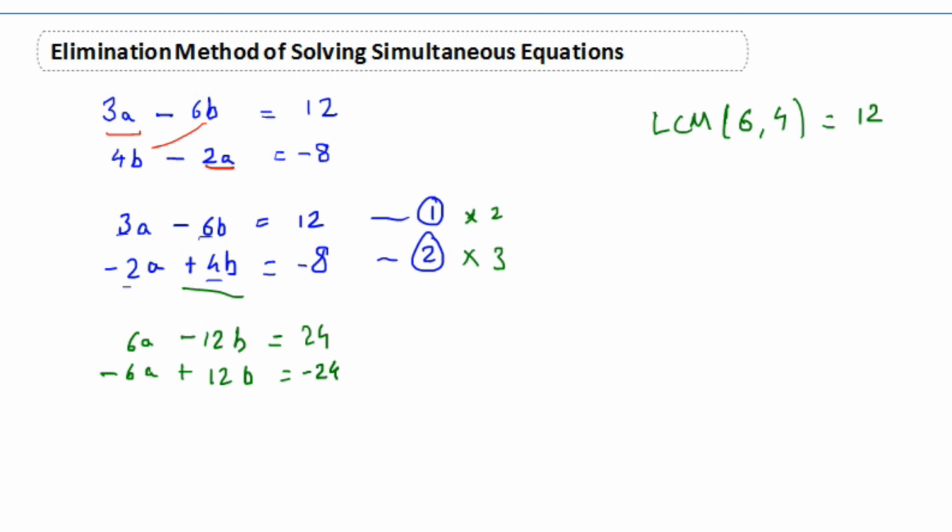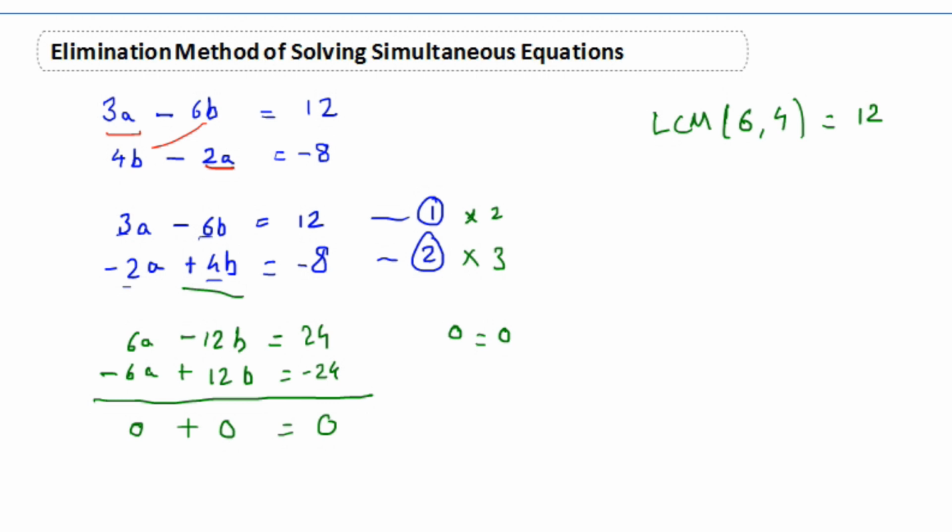So okay, now we see that there's one negative b and one positive b, so let's add these equations together, and what we get is 6 times a minus 6 times a, so that becomes 0. So a has also been eliminated, and we get negative 12b and positive 12b, that again gives me 0, and 24 minus 24 again gives me 0. So what I'm left with is, it's hilarious, just 0 is equal to 0.